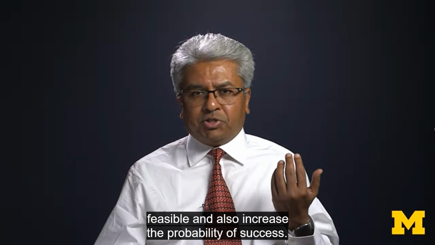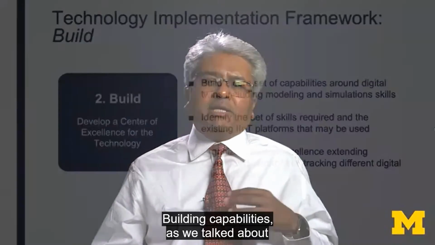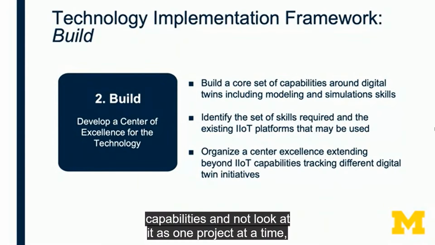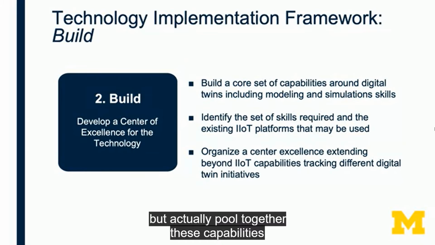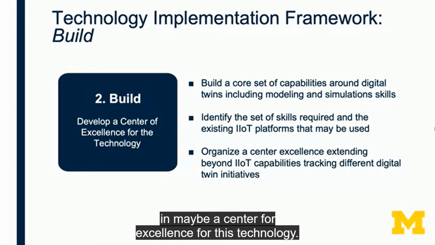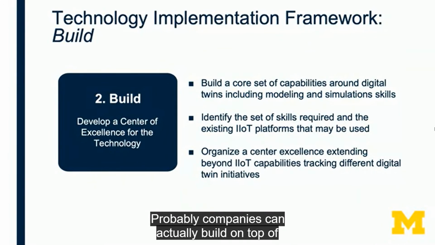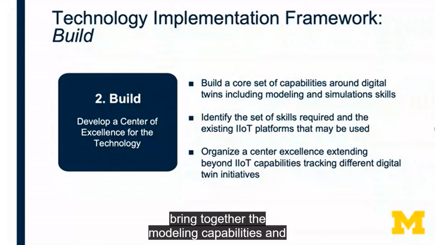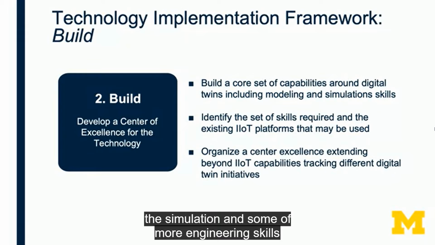Building capabilities, as we talked about in this framework also in our IIoT course, it is important for an organization to think of this as a collection of capabilities and not look at it as one project at a time, but actually pull together these capabilities in one, maybe a center of excellence for this technology. And probably companies can build on top of their IIoT skills and the organization they have for that, because here you need to bring together the modeling capabilities and the simulation and some more engineering skills as you build the Digital Twins Center of Excellence.